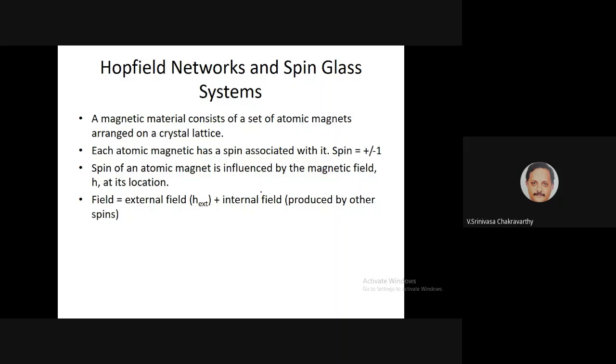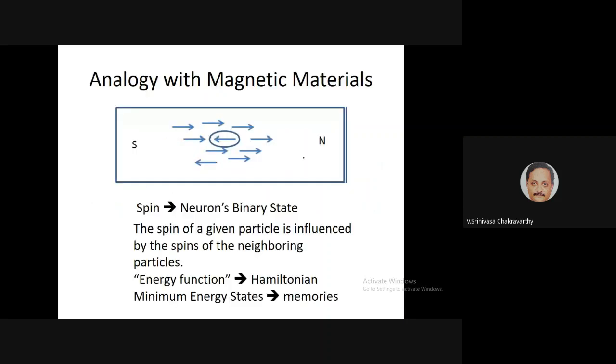And the analogy is like this. In a magnetic material, you have a bunch of atomic magnets, all arrayed on a crystal lattice. Each atomic magnet has a binary state that we call the spin, which can take two values, plus one or minus one. If you take this picture, you have a bunch of magnets and each magnet has a binary state, plus or minus. I can denote it as an arrow pointed left or right. Each of these spins is influenced by the spins of the neighboring atomic magnets. They exert a force on this spin, making it turn one way or the other.